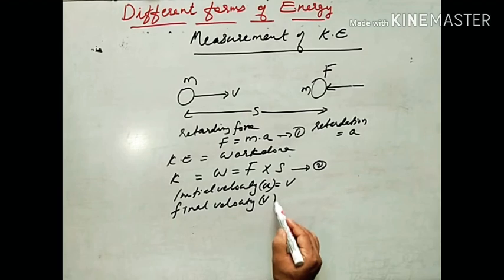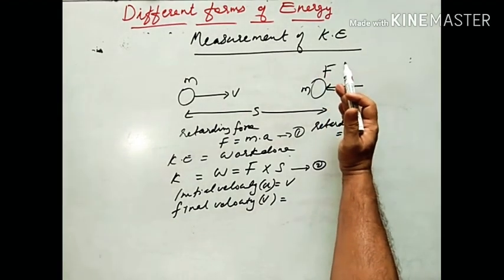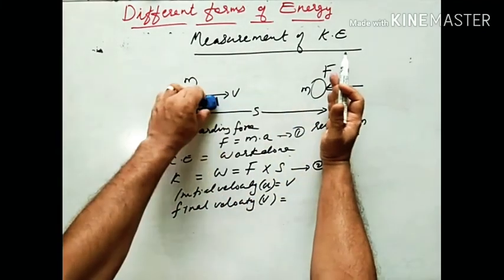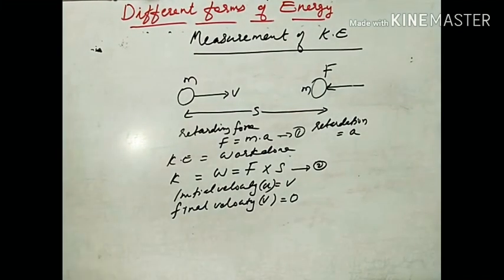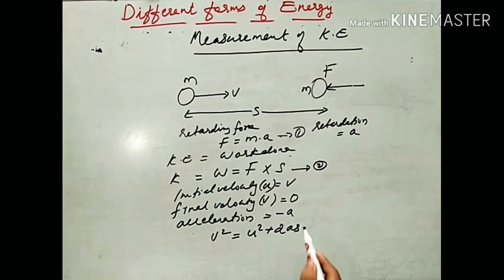Final velocity v is equal to 0, so it came to rest. The body came to rest by an opposing force. I stopped the body, so the final velocity became 0. And the acceleration, or the retardation, produced is minus a, because it is negative acceleration. Now we know the equation of motion as v square is equal to u square plus 2as. I hope all of you know this equation, where v is the final velocity, u is the initial velocity, a is the acceleration and s the displacement, giving the relationship between final velocity and displacement.